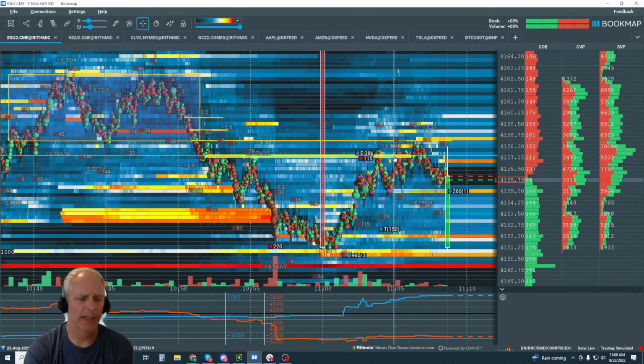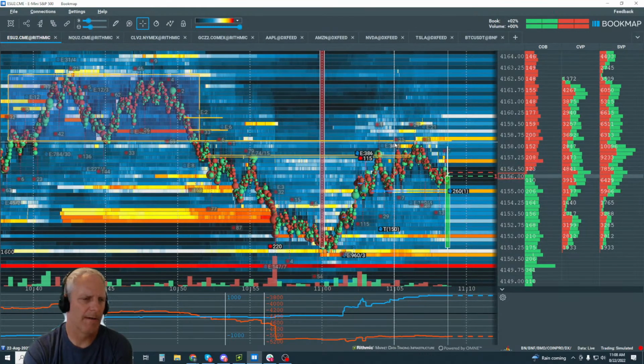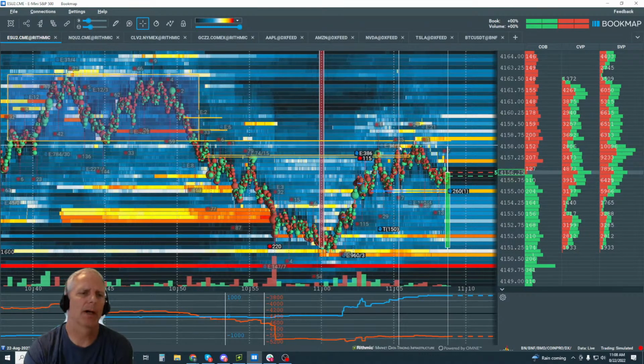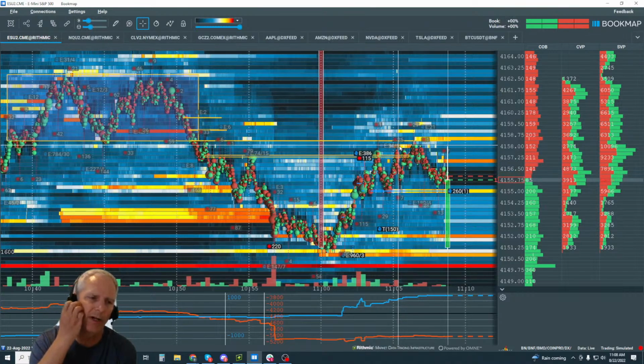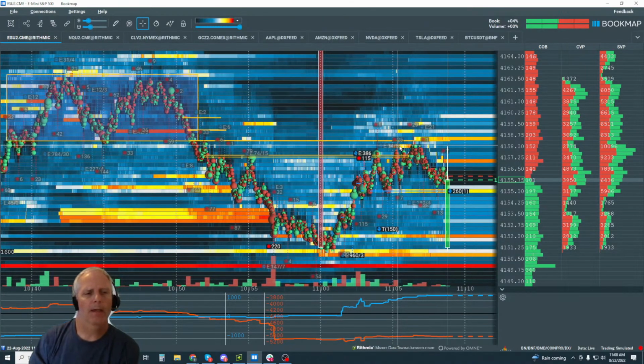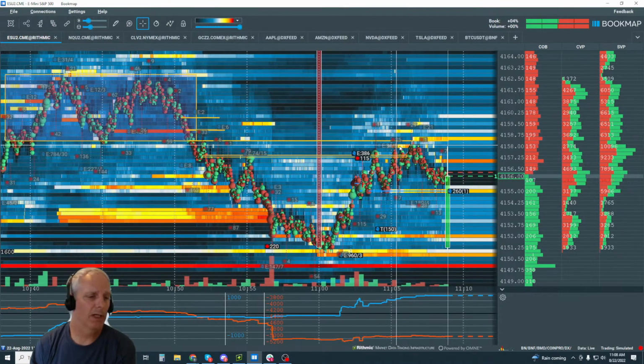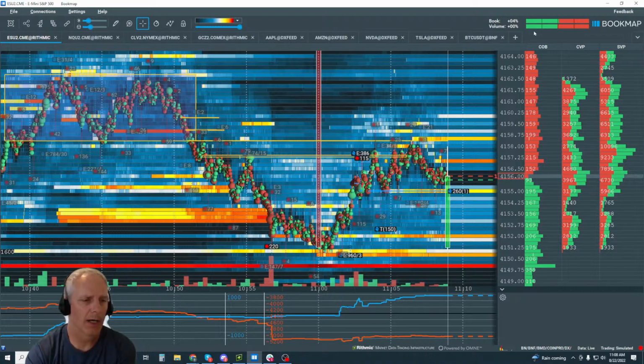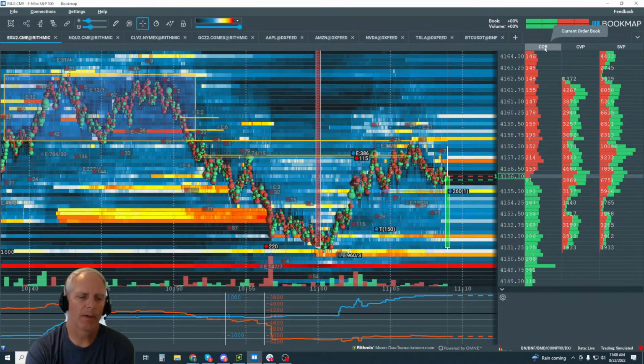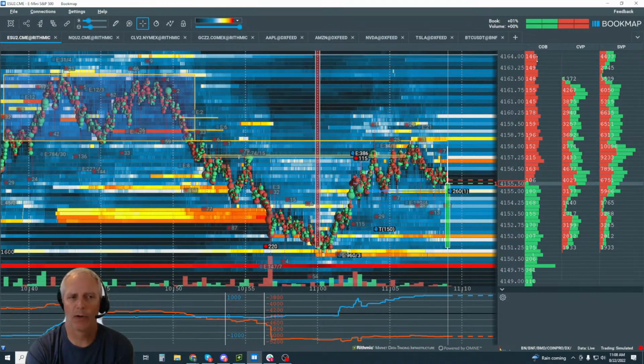Okay, Yuri, you want me to explain a little bit about the columns? Sure. There are many different columns in Bookmap, and it depends on what you want to look at here. The COB column is the current order book, or your dome.